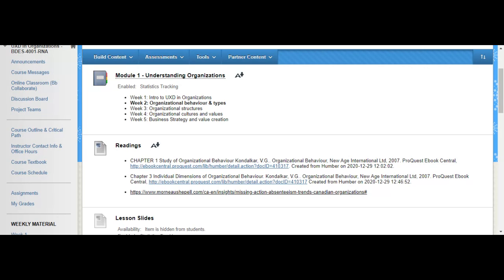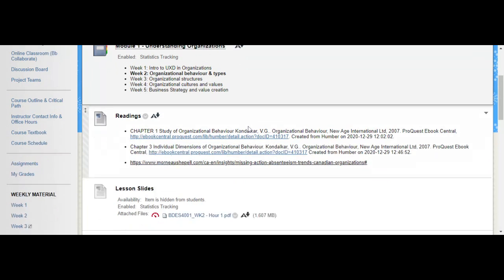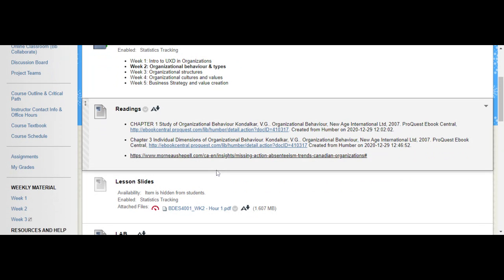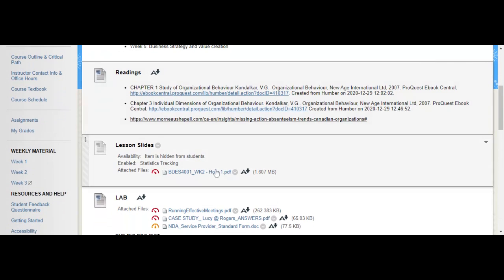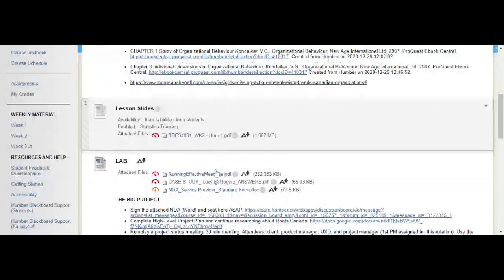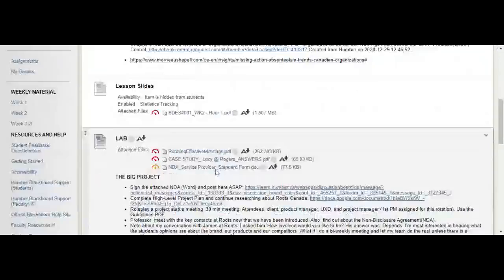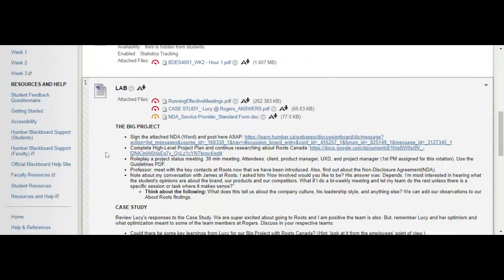Very, very important. So this week, we are going to be talking about organizational behavior and types. Today and tomorrow, and tomorrow a big piece will be about the lab and the project, the big project. We have some readings for this week as well. I opened up the week yesterday, and the readings were available. The slides for today's session, I will open up after this session. And there are some items for the lab.